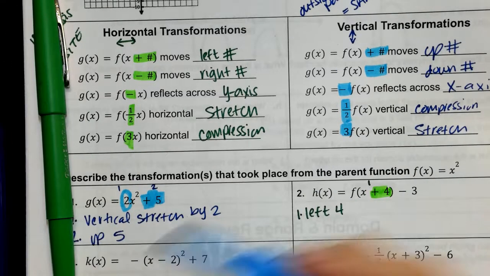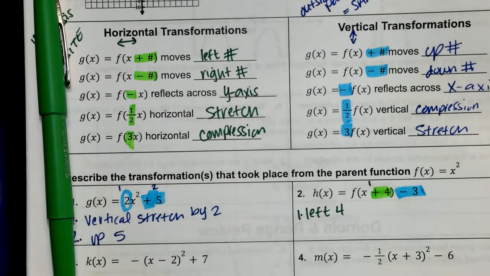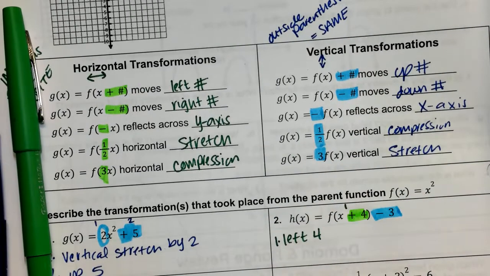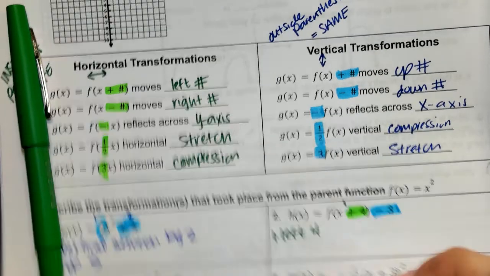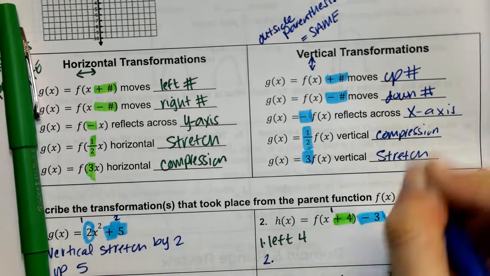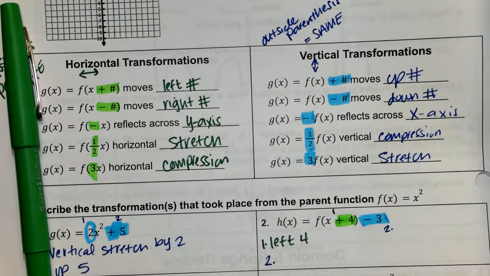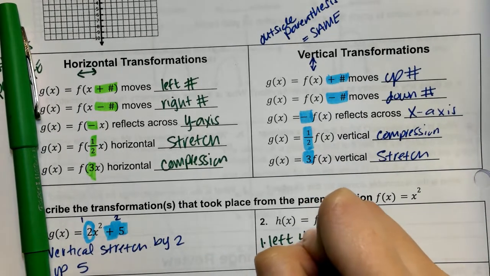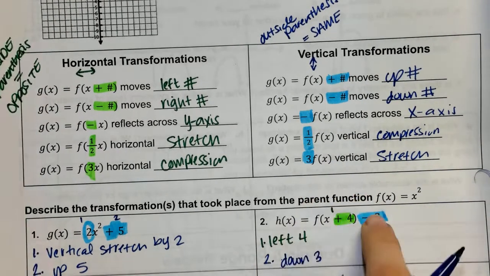Transformation 2, however, is outside the parentheses. So it is a vertical transformation. Since it's minus 3, it's the same, so minus means down. So transformation 2 is down 3, since you did minus 3.